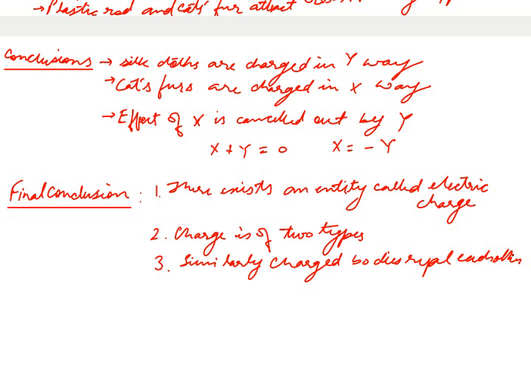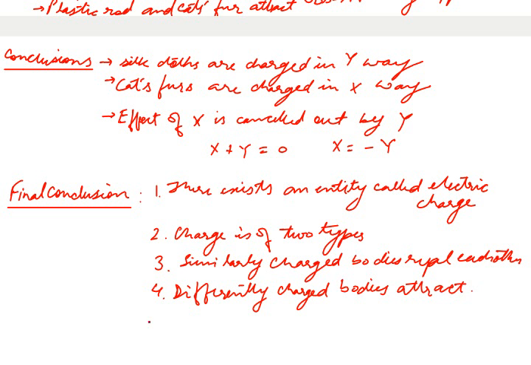And fourth, differently charged bodies attract. Until the fourth conclusion we don't know that they cancel out each other. That's why I'm writing differently charged, not oppositely charged. And the fifth conclusion, which we derived from the fourth process, is that different charges cancel out each other, means that the charges are of two types and these are opposite to each other.